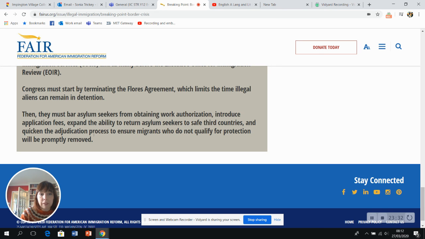So again, we have this list, which makes it sound like this is quite a simple thing to achieve. We have this use of imperative verbs, which creates a tone of urgency, and we have this satisfying "ensure migrants who do not qualify for protection will be promptly removed." So again, it makes it sound like this very simple, systematic process that could just be introduced if only the government had the political will.